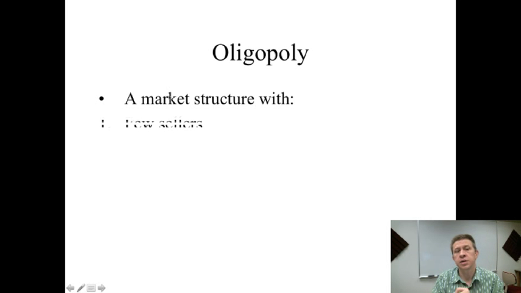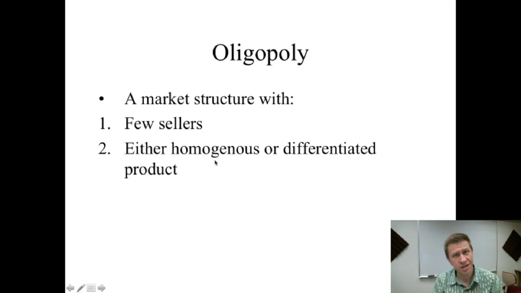Welcome back to our discussion of the in-between markets, monopolistic competition and oligopoly. We just discussed monopolistic competition, so naturally that leaves us with oligopoly. An oligopoly is a market structure that's pretty different than the others in terms of the assumptions we make.